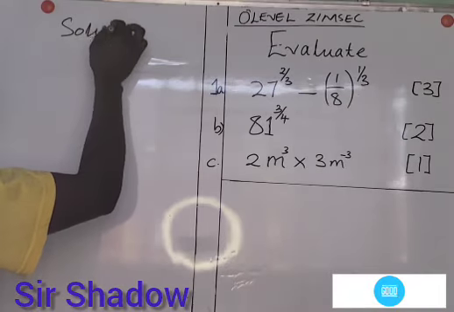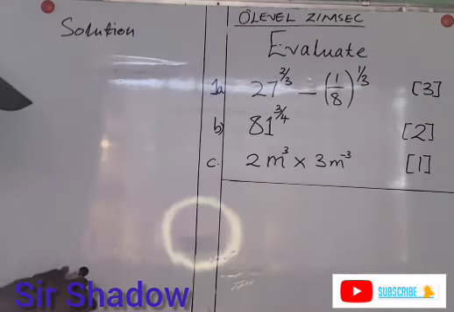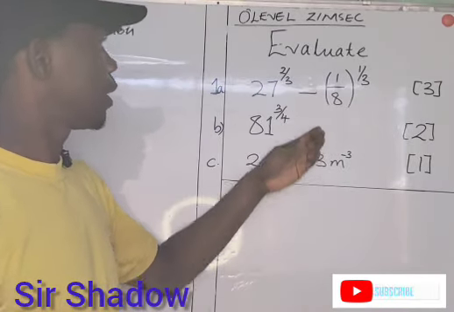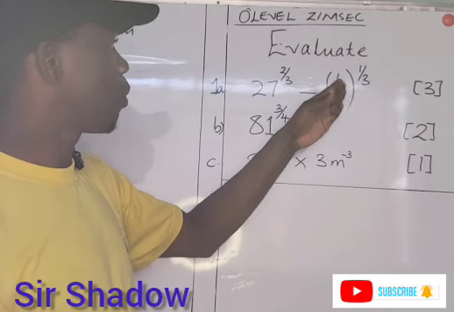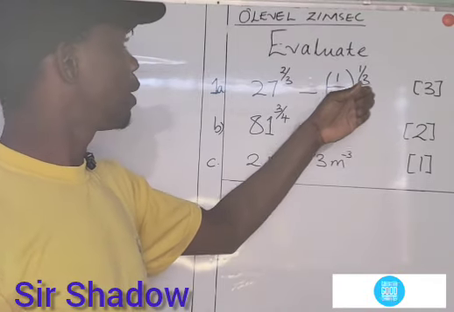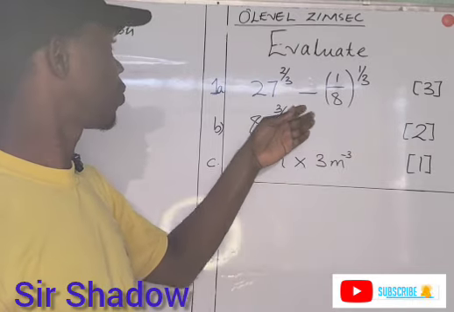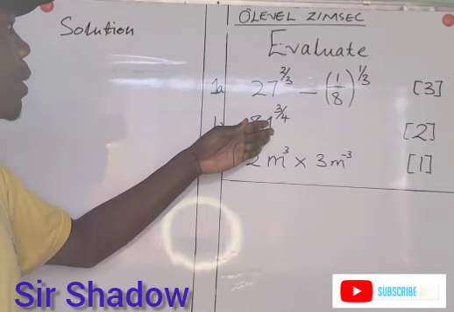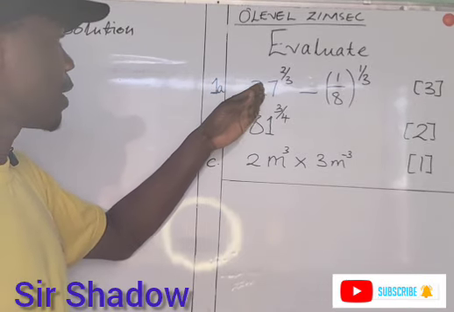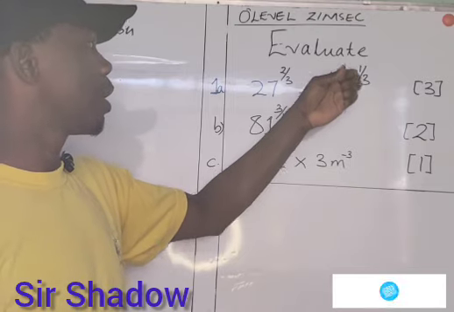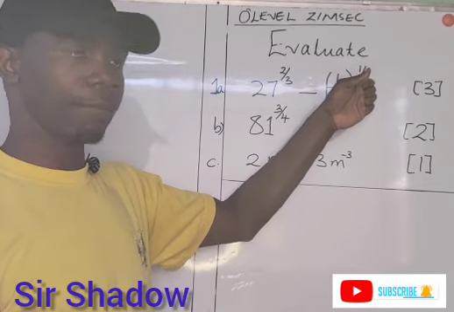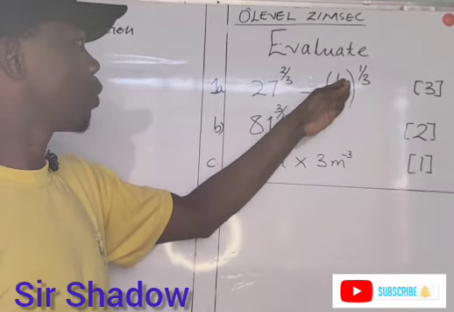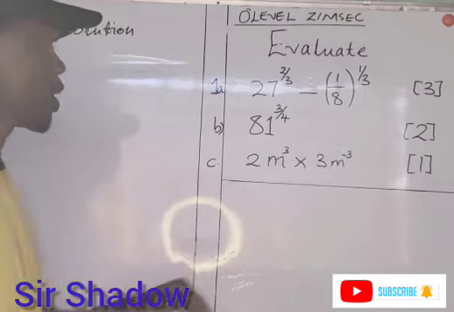Right, remember we are given 27 to the power of 2 over 3, subtracting 1 over 8 to the power of 1 over 3. So we want to apply the laws of indices in order to evaluate this. Which means for us to subtract 27 to the power of 2 over 3 and 1 over 8 to the power of 1 over 3, first of all, we have to simplify 27 to the power of 2 over 3 and also simplify 1 over 8 to the power of 1 over 3. So let's simplify the first part.